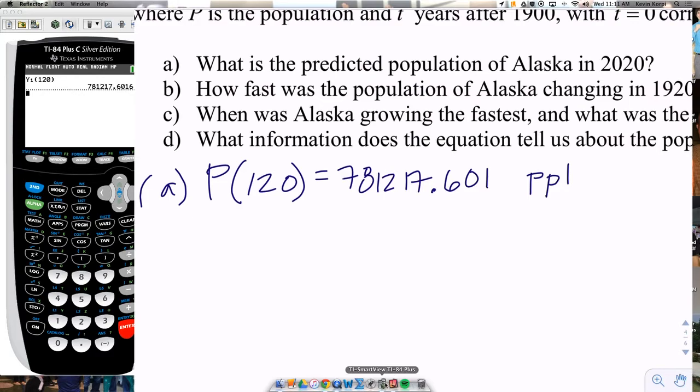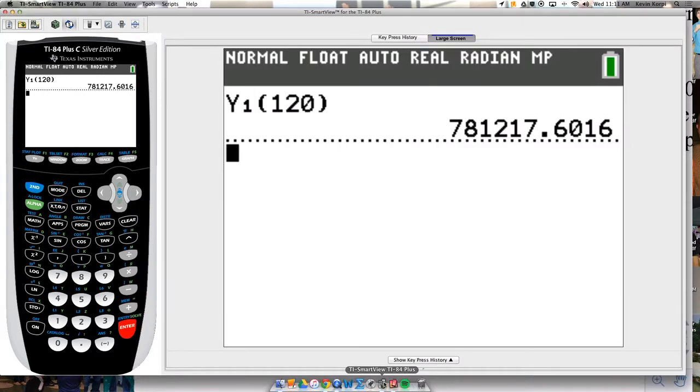The other advantage of doing it from the home screen is if I needed to do something with that number, I could just type it in, like divide it by 5, whatever, and I wouldn't have to have intermediate rounding error.